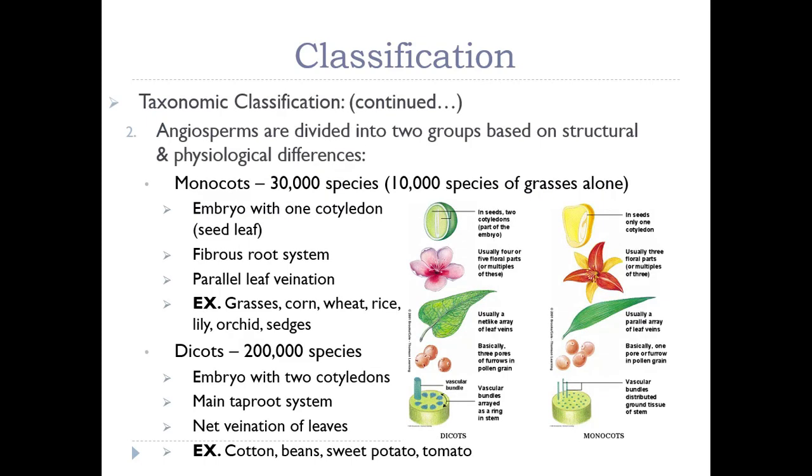So we can divide the angiosperms into two basic groups. These two groups differ significantly in their structural and physiological differences. If you think about the differences between a corn plant or a wheat plant, for example, and a cotton plant, each one of them is representative of these two different groups. The wheat is a grass and a monocot, and the cotton plant is a dicot or a broadleaf plant.